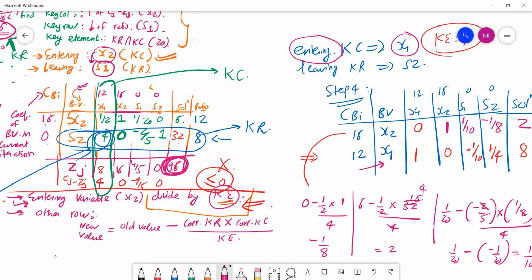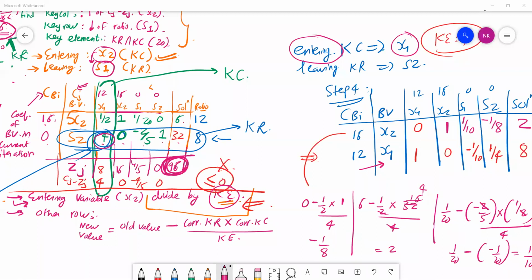For this second row, whatever values we were having, you just divide by the key element. And the key element is 4. So 4 divided by 4, it's 1. 0 divided by 4 is 0. Minus 2 by 5 divided by 4, it's minus 1 by 10. 1 divided by 4 is 1 by 2 and 32 divided by 4 it's 8. So whatever values you are having in that particular row, you just divide by the key element. So it will be forming all these values. Is it clear, Karan? Yes, I'm clear.